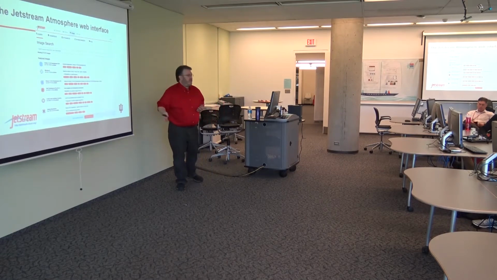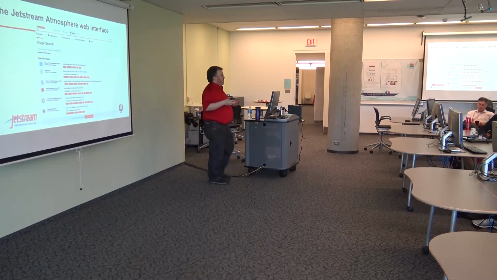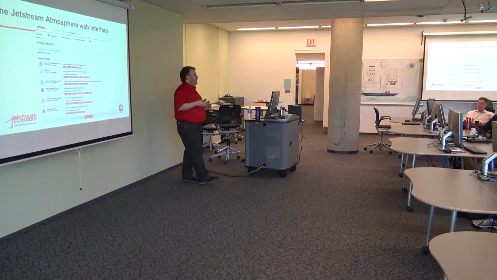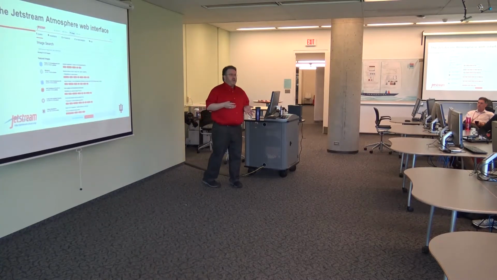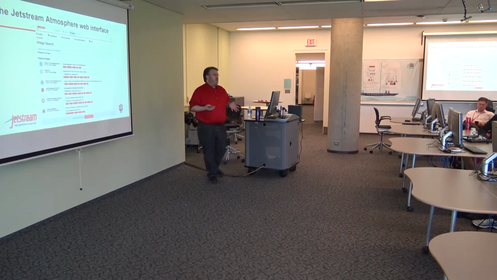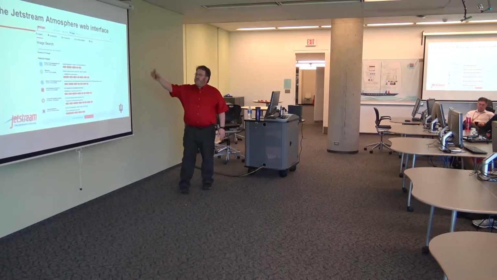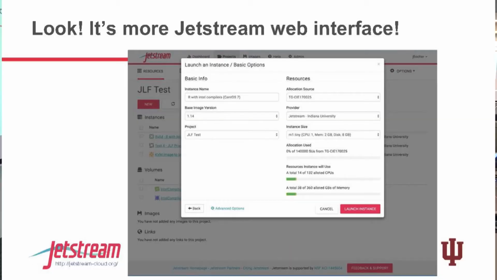If you could scroll down, there are literally thousands after this of images that have been made by people in the community, people using Jetstream for all sorts of fields. So they've made them public. You can launch them. You can try them out. We don't support them, so we don't guarantee them to work. But the featured images we do. So looking more at the web interface, when you actually go to launch, this is what makes it really simple.